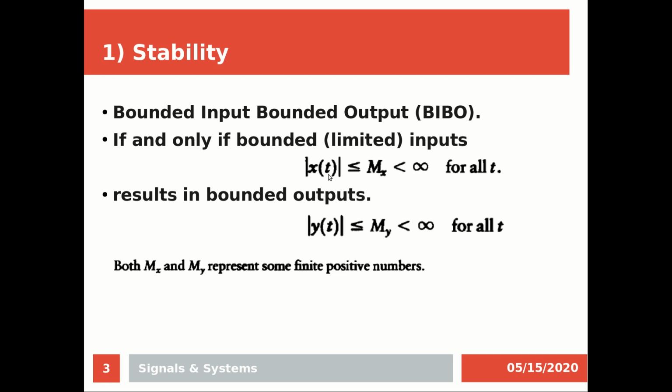For all t, you apply the system, and we see whether the output y of t is bounded. Bounded output means that it is again less than some M_y, which is of course less than infinity. Maybe M_y and M_x are different, but it doesn't matter. What matters most is that both of them are limited, both are finite positive numbers, both less than infinity.